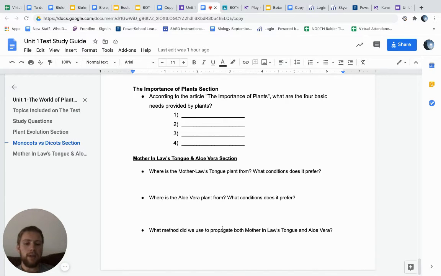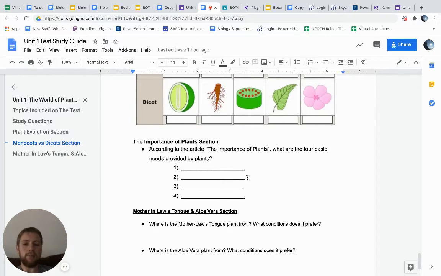How did we propagate it? What method did we use to propagate both mother-in-law's tongue and aloe vera? Because it was the same method. So recall that. We did cuttings. So where is aloe vera from? What conditions does it prefer? Where is mother-in-law's tongue plant from? What conditions does it prefer?